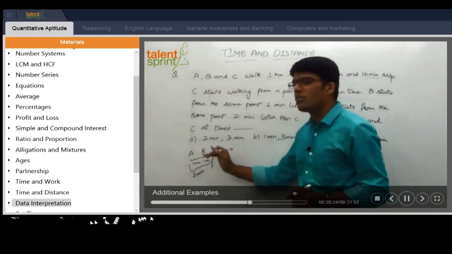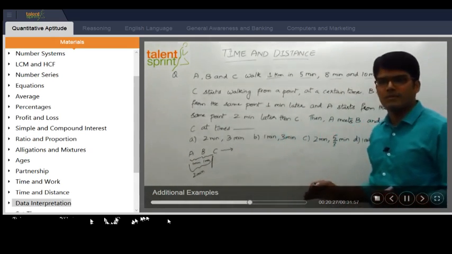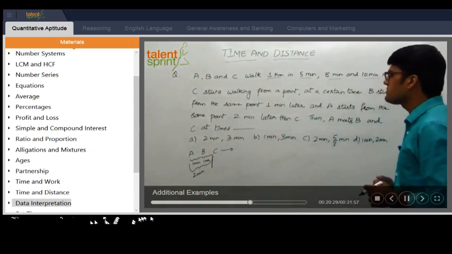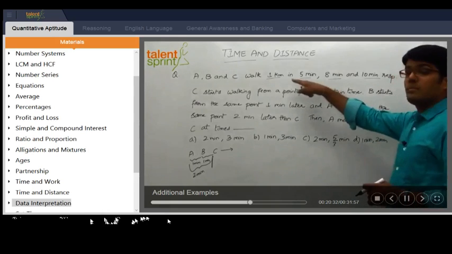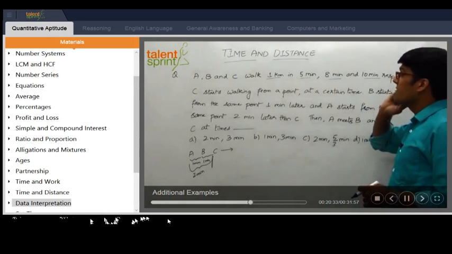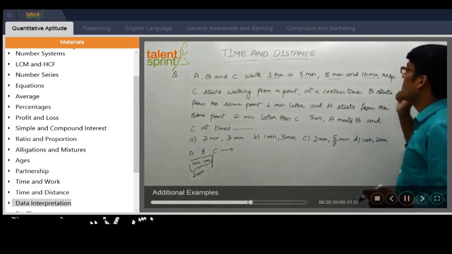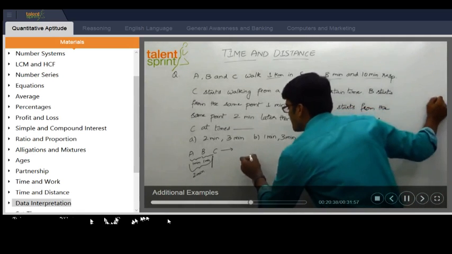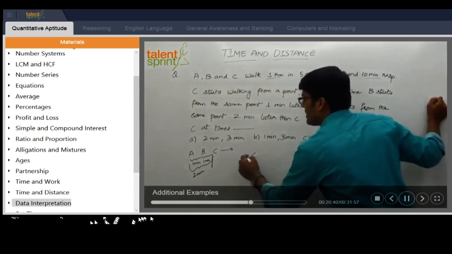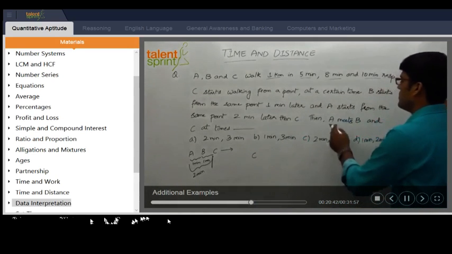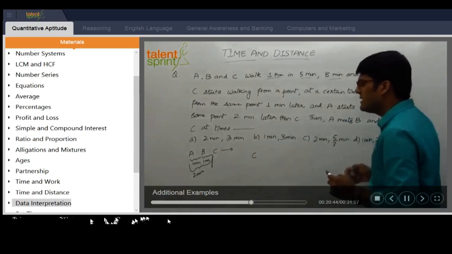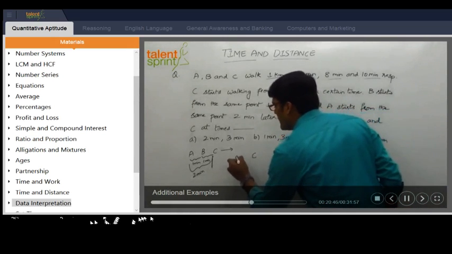What we have to find out: A crosses B at what time? A crosses C at what time? So basically about crossing, right? Now, speeds are important. What are the speeds given? 1 kilometer in 5 minutes, 1 kilometer in 8 minutes and 1 kilometer in 10 minutes. See, let's take the first case. C has started. We have to find out where A meets B and A meets C, right? So C has started after 2 minutes.